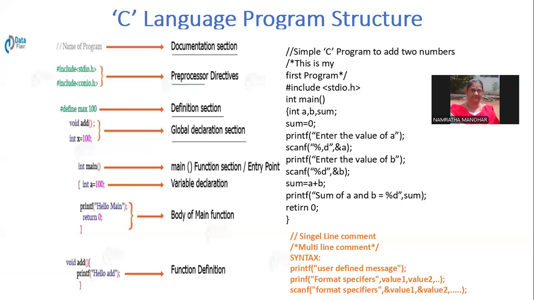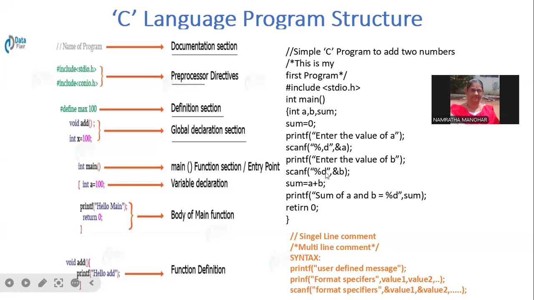Now, scanf %d ampersand A. I'm telling enter the value of A, but I have to accept the value of A and store it in the variable A. So what is the format of scanf? Scanf, format specifiers within quotes, ampersand value 1, ampersand value 2. If you are giving only one variable here, use only one ampersand value 1. Like here, I'm giving scanf %d ampersand A. Similarly, printf, enter the value of B, scanf %d ampersand B.